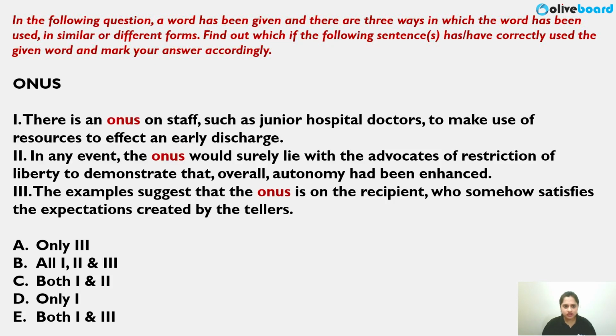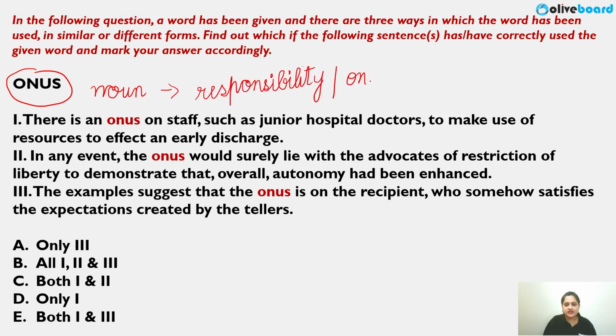Okay, now in this question, the word given is onus, which is a noun meaning responsibility, or you can say one's duty, right? Or responsibility. Now, this word is used in all the given three sentences. You have to figure out where it is correctly used.